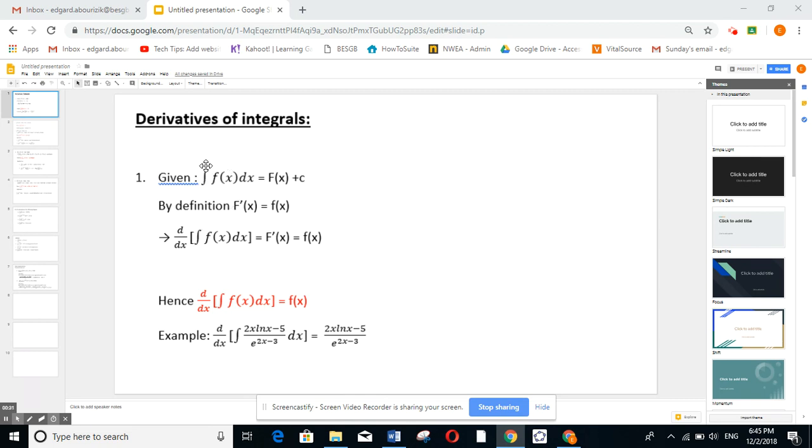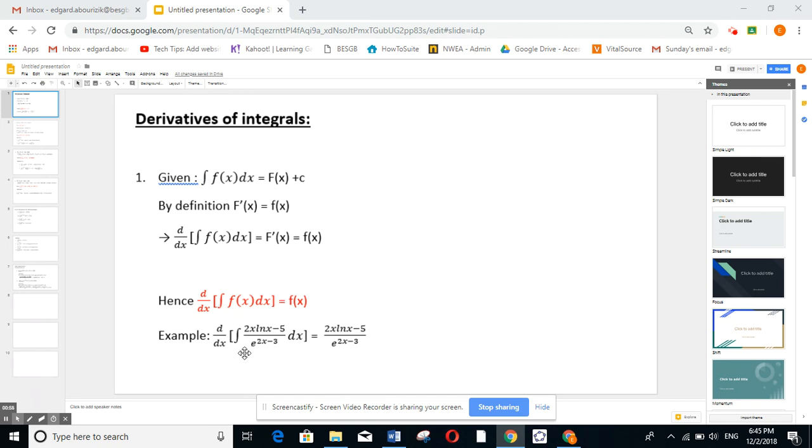So if I want to do the derivative of this integral, it's the same as doing the derivative of its equality, which is F prime of x. And since F prime of x gives you f of x, the derivative of the integral of f of x gives you f of x. So when you derive the integral of f of x, it gives you directly f of x. This is the property.